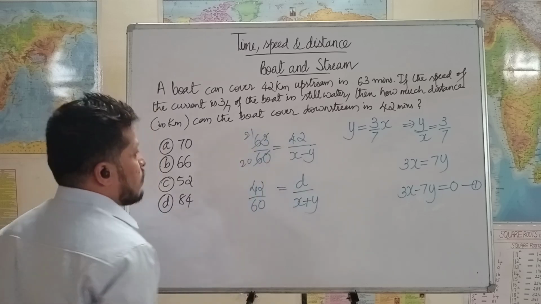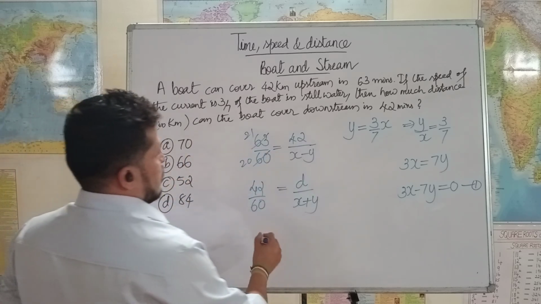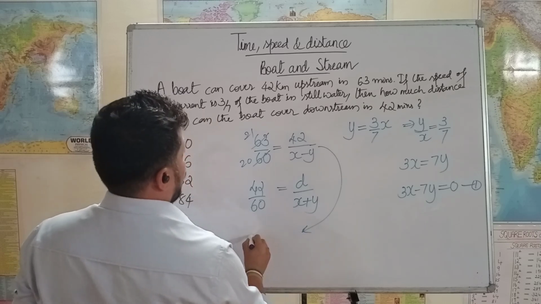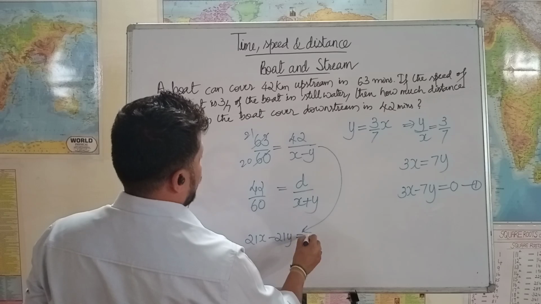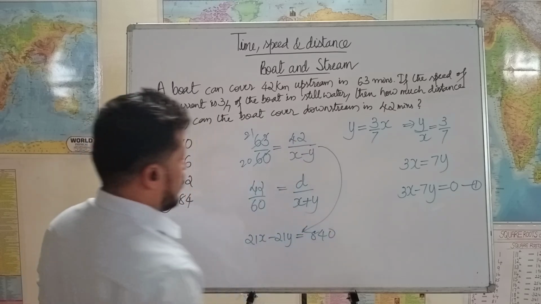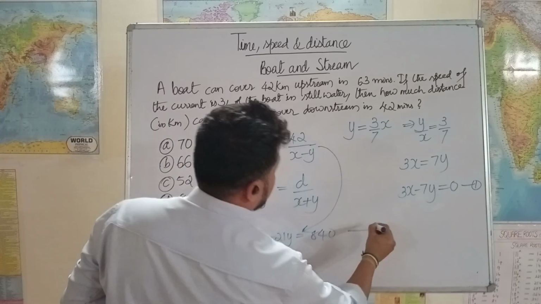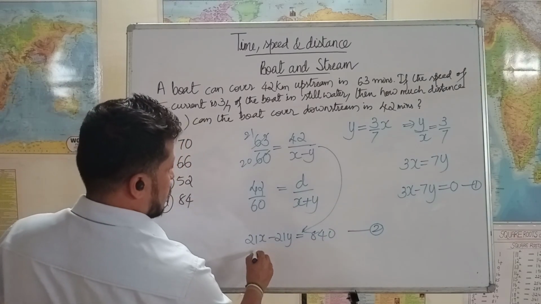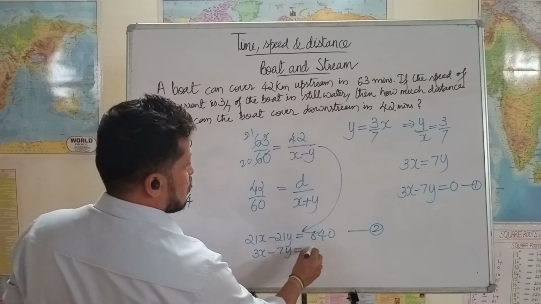21/20. 21/20 we have 21/20. So 21x, this side simplify here. 21x minus 21y is equal to 42 into 2 is 840. I have two equations here. Let's simplify this. Okay, so let me write that equation here so that it will be easy for us to work on. 3x minus 7y is equal to 0.